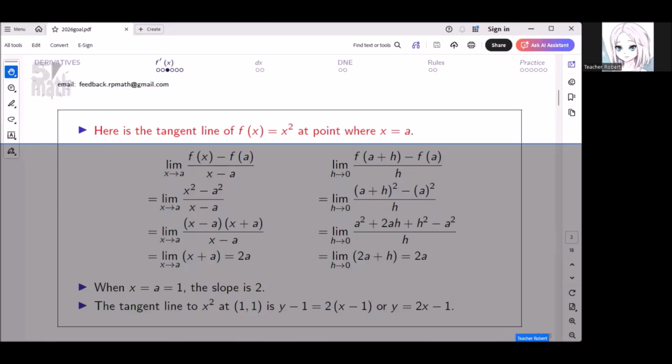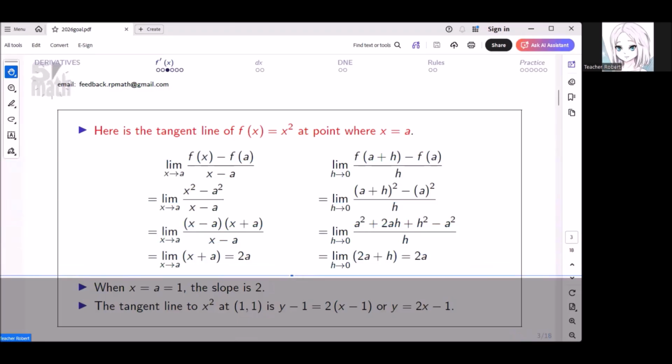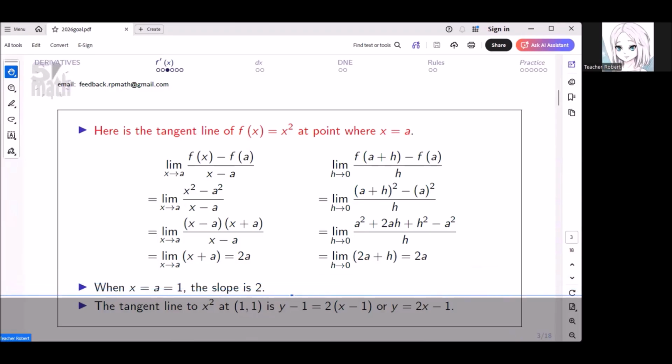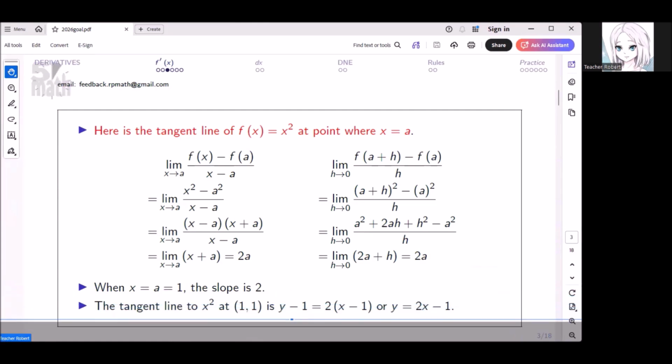Here is the tangent line of f of x equals x squared at the point where x equals a. We have the following. When x equals a equals 1, the slope is 2. The tangent line to x squared at 1, 1 is y minus 1 equals 2 times x minus 1, or y equals 2x minus 1.